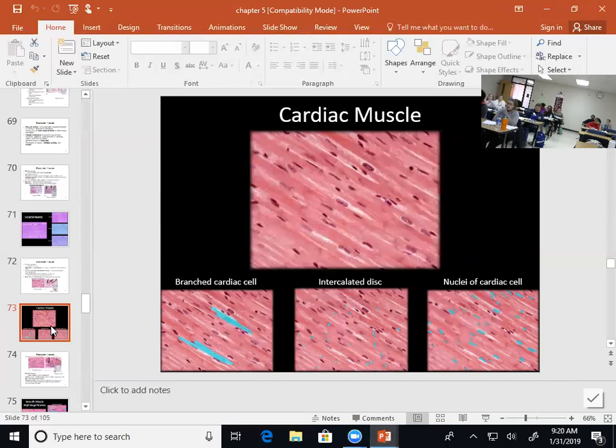So skeletal muscle is attached to bone, and the function is movement, isn't it? And it's under voluntary control.